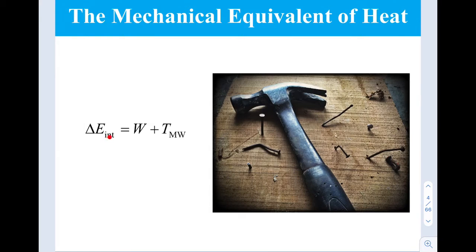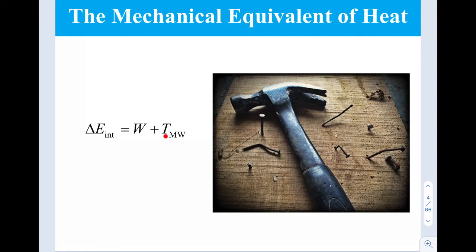Delta E internal is equivalent to the work done on the system plus the transfer of mechanical wave, where the transfer of mechanical wave here is the energy leaving the system by sound wave when the nail is struck. And delta E internal here represents the warmer nail and wood after you hammer the nail. Notice that there is no transfer of energy by heat in this process actually.